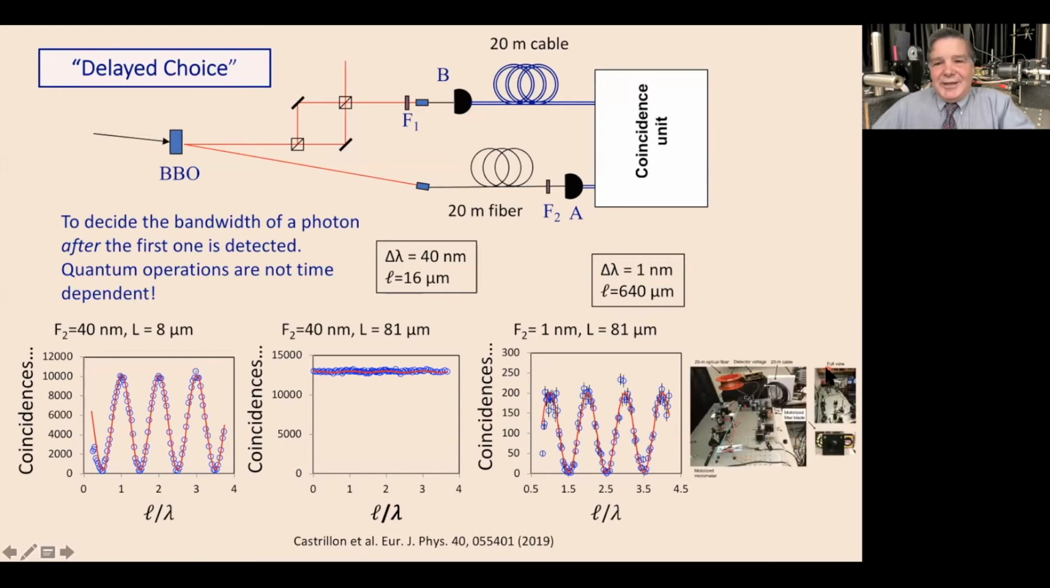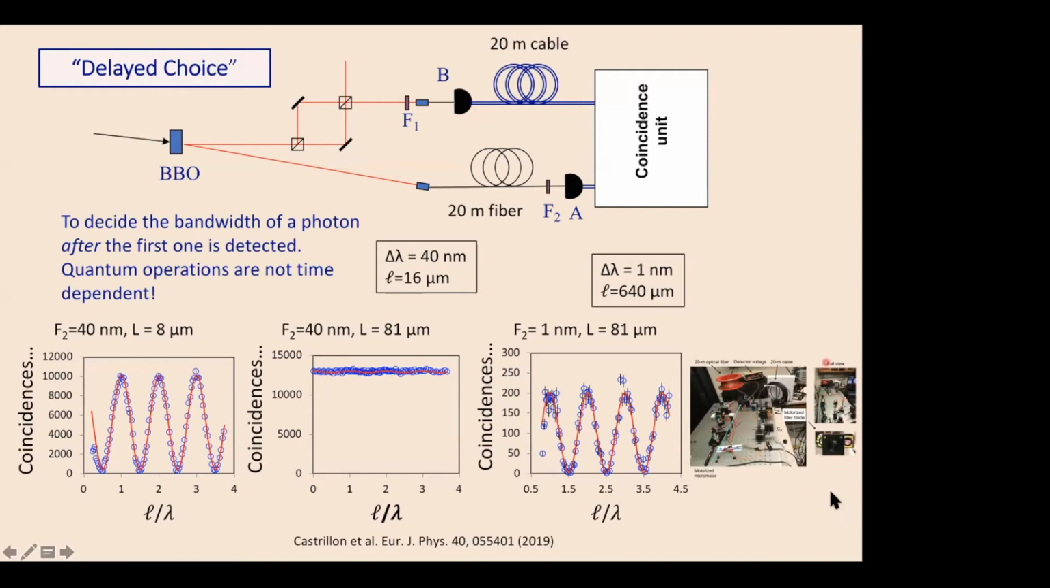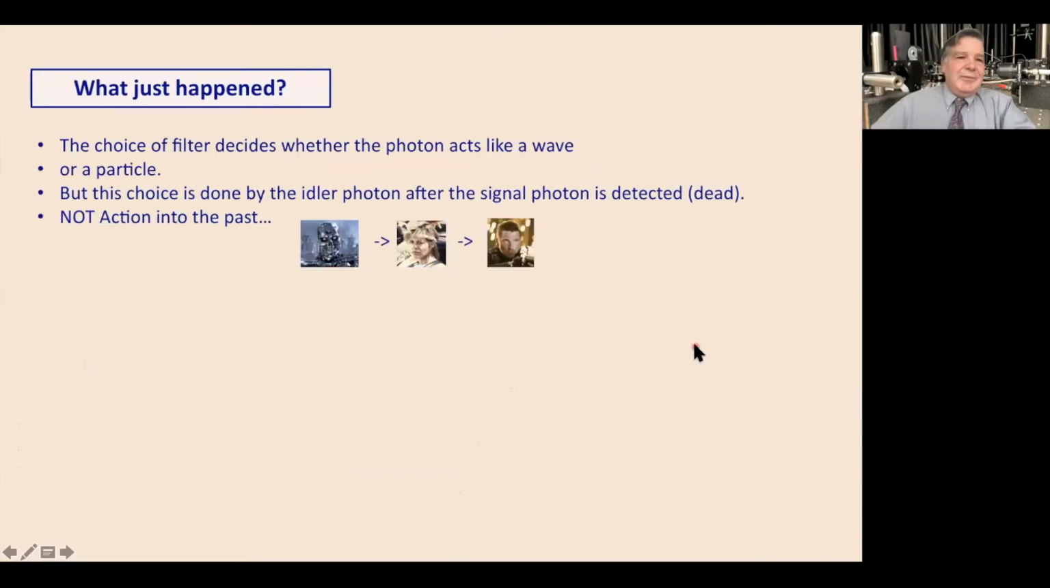But now let's digest this a little bit. Okay, this is the apparatus. Actually, we converted this into a remote experiment as well, so you have some motorized components. But now let's see what happens here. The choice of filter decides whether the photon acts like a wave or a particle. But this choice is done by the idler photon, that is the photon that doesn't go through the interferometer, after a single photon is detected. So you might be thinking, well, maybe this is action into the past.